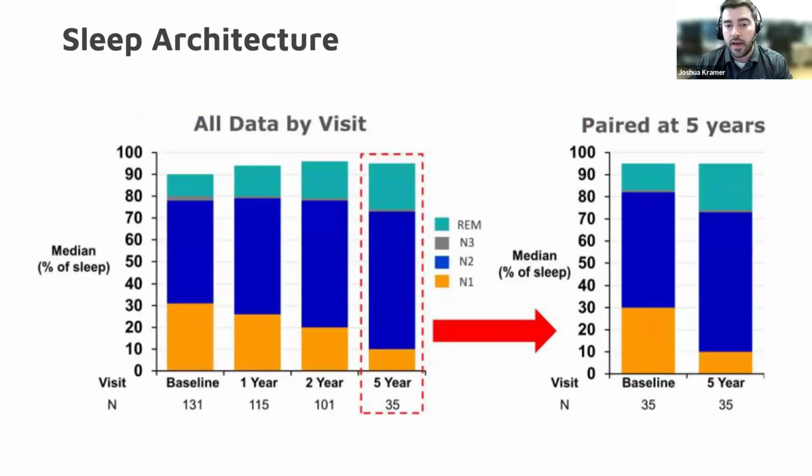This is for the stages of sleep. Once again, focusing on the yellow, which is the N1, you can see that stepwise reduction. It seems to decrease as you use it more as time goes on. And the blue bars and the green bars seem to be getting larger compared to that baseline bar or segment. And then once again, they have the paired patients on the right, and you can clearly see that there is a reduction in the yellow, which is the N1, and then the blue and green are larger compared to the baseline.